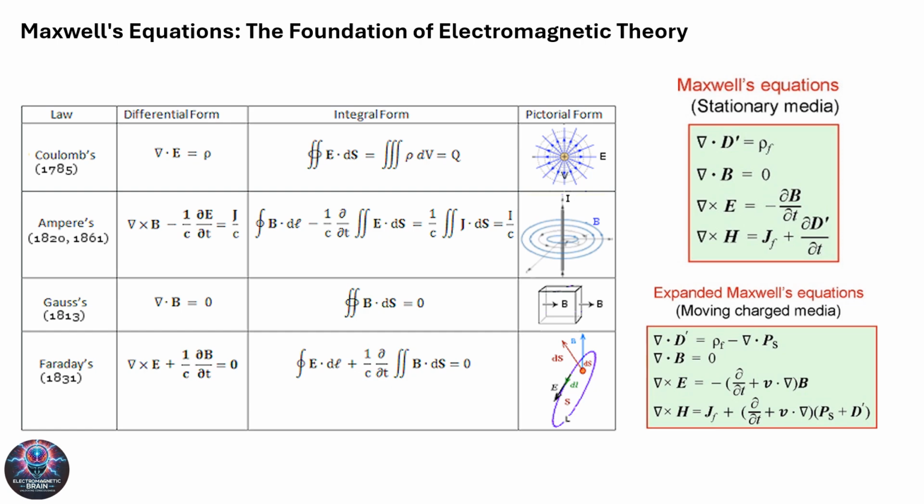Maxwell's equations are: 1. Gauss's law for electricity describes the distribution of electric charge and the resulting electric field. 2. Gauss's law for magnetism states that there are no magnetic monopoles, hence, magnetic field lines are closed loops. 3. Faraday's law of induction indicates that a changing magnetic field induces an electric field. 4. Ampere's law, with Maxwell's addition, relates the magnetic field to the electric current and changing electric fields.